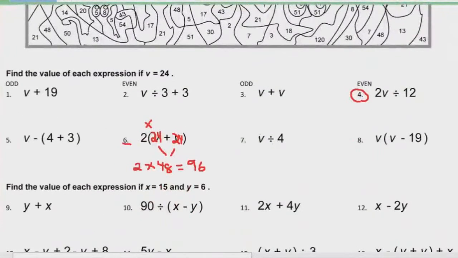All right? Now, number 7, you're going to change it to 24, and 24 divided by 4 is 6. And number 8, you're going to change all the v's to 24. And this is just like problem number 6. So you can't say, oh, I didn't get it, because it's exactly like number 6.